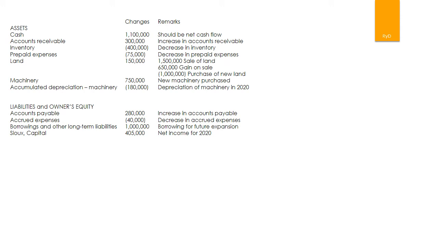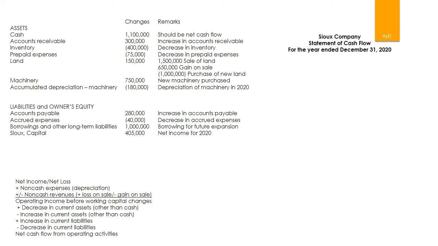So of course, we start with the heading. Here we have Sue Company statement of cash flow for the year ended December 31, 2020. Then let us start with our cash flows from operating activities. What comes first, class? Our net income or net loss. Here it is stated that we have 405,000 net income.